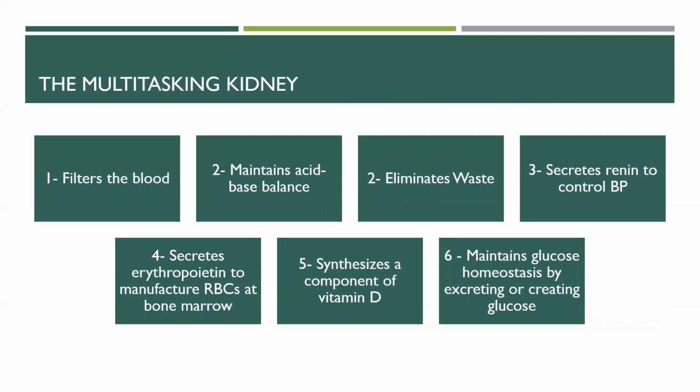So these are all the things that our kidneys do. Most people, when they think about the kidneys, think about filtering the blood. But along with that, it maintains our acid-base balance and eliminates waste. It secretes renin to control blood pressure. It secretes erythropoietin to manufacture RBCs at the bone marrow. It synthesizes components of vitamin D, and it maintains glucose homeostasis by excreting or creating glucose. So if somebody has kidney problems, that's why they might also have a second diagnosis of anemia, because of all the things the kidney does.